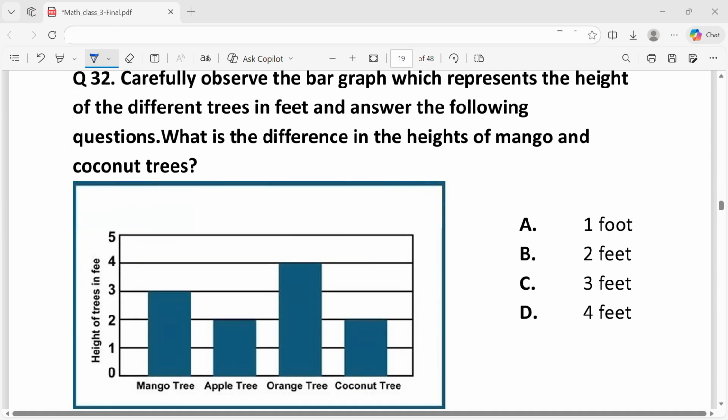Question 32. Carefully observe the bar graph which represents the height of the different trees in feet and answer the following questions. What is the difference in the height of mango and coconut trees? We can see that the height of mango tree is 3 feet and the height of coconut tree is 2 feet. So the difference will be 3 minus 2, which is equal to 1. So 1 foot.